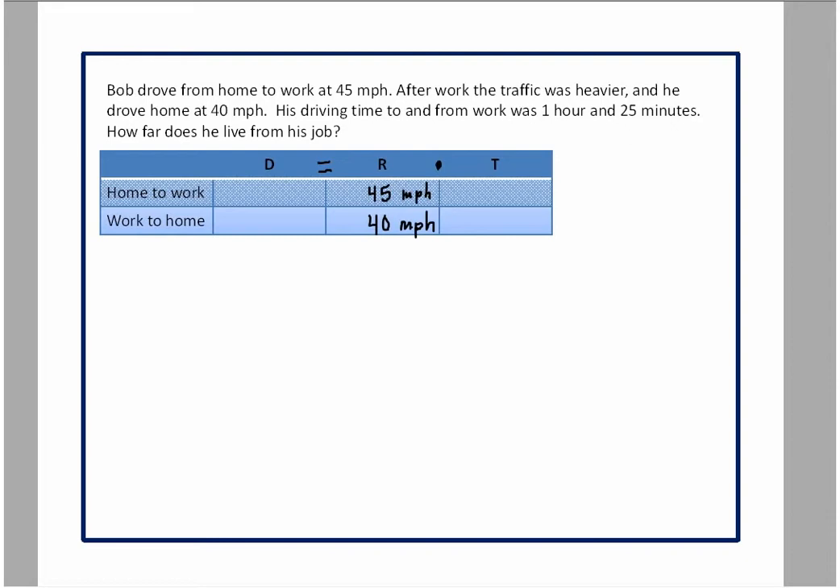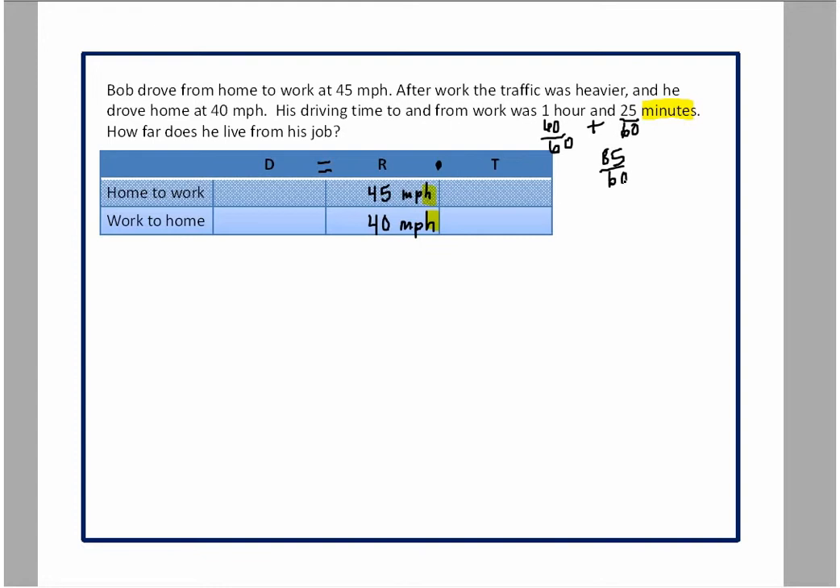So one thing you need to notice is that since the rate is in miles per hour, we cannot have minutes here. So we need to figure out in fraction what this time is. So I know there's 60 minutes in an hour, so this is 25/60th of an hour. And 1 hour would be 60 over 60. So if I were to add them, I add the numerators, 60 plus 25 is 85 over 60.